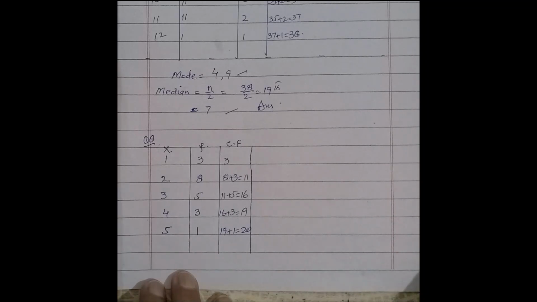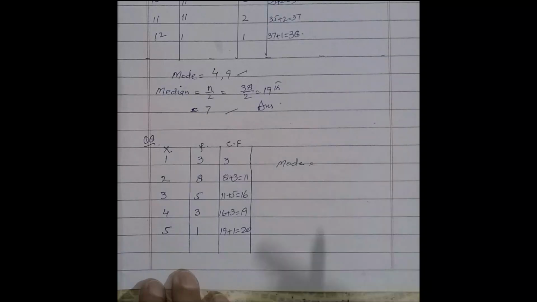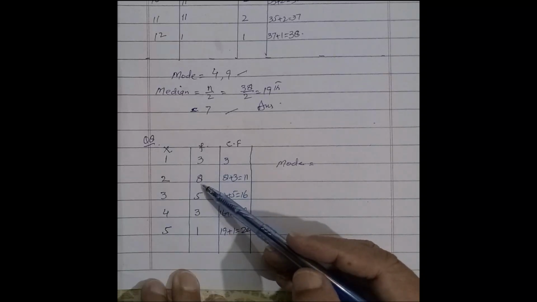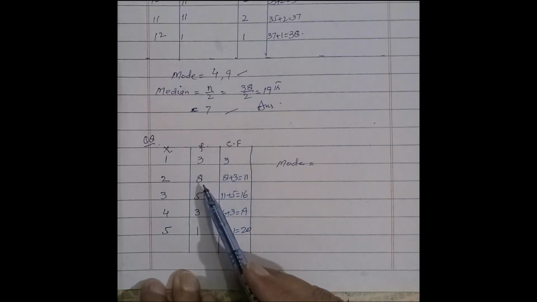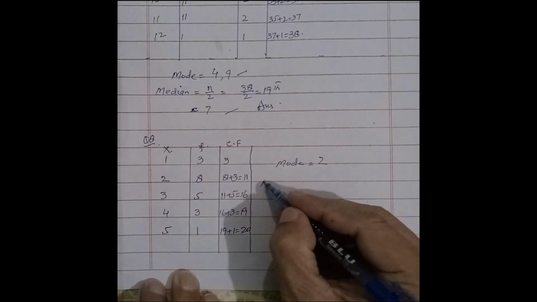And we know that first we find the mode. Mode is the value where the frequency is the highest. In this data, the maximum frequency is 8, and it is against the number of heads 2. So the answer is 2. And next, the median.